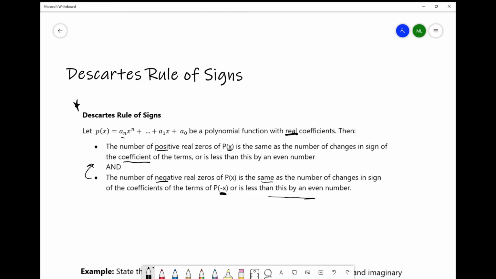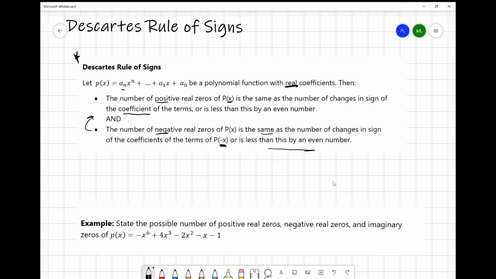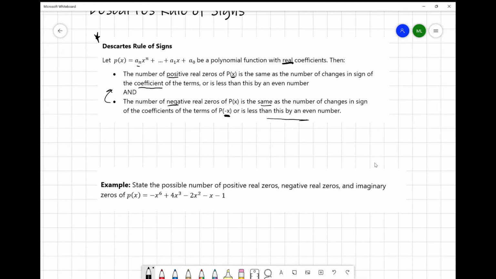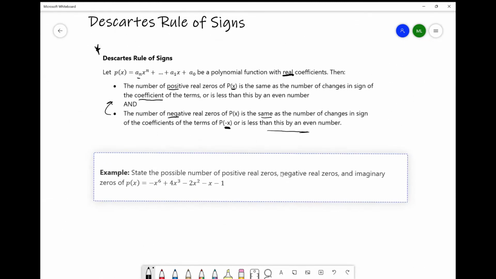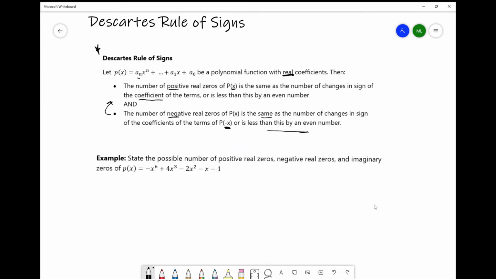Okay, so now let's look at an example. Let's see Descartes' rule at work. All right, let me see if I can zoom out a little bit. State the possible number of positive real zeros, negative real zeros, and imaginary zeros of the polynomial negative x to the power 6 plus 4x to the power 3 minus 2x squared minus x minus 1.